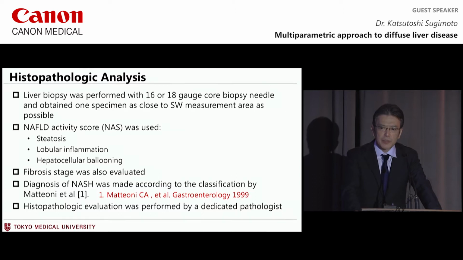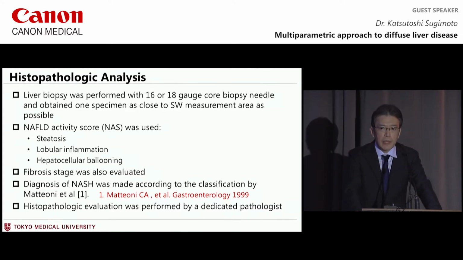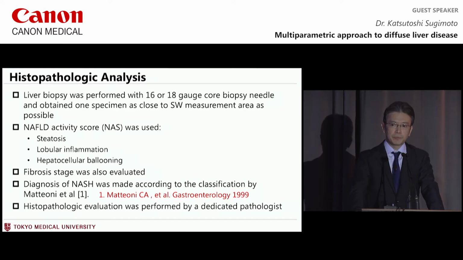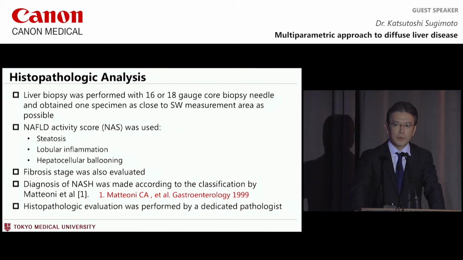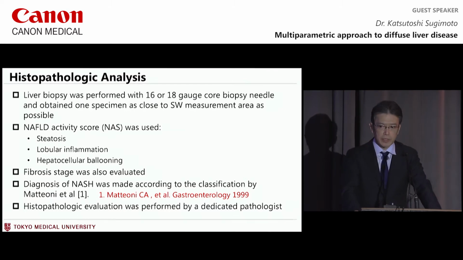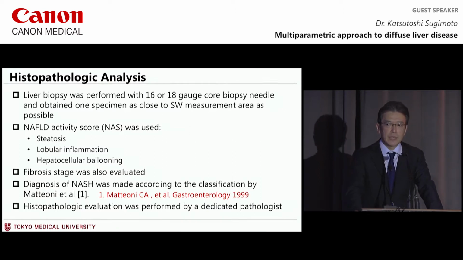In histological analysis, liver biopsy was performed with a 16 or 18 gauge core biopsy needle and we obtained 1 specimen as close to the shear wave measurement area as possible. And the NAFLD activity score was used to assess steatosis, lobular inflammation, and hepatocellular ballooning. Fibrosis stage was also evaluated. Diagnosis of NASH was made according to the classification by Matteoni. Histological evaluation was performed by a dedicated study pathologist.